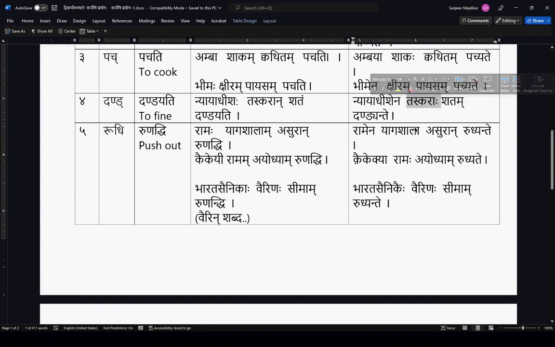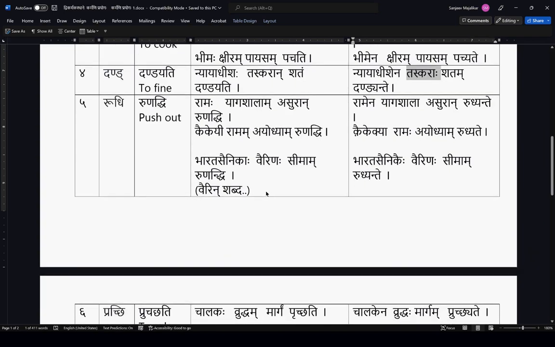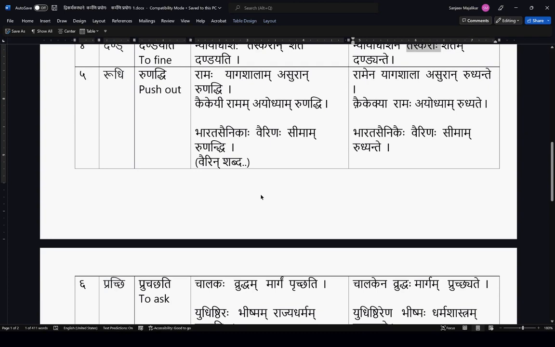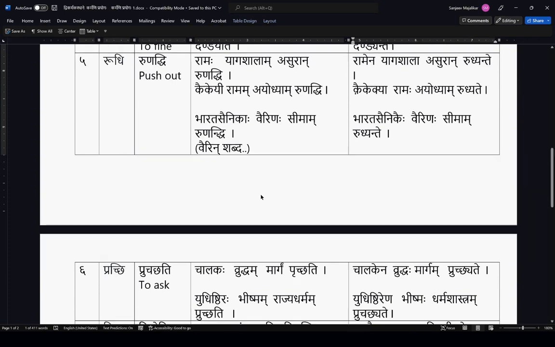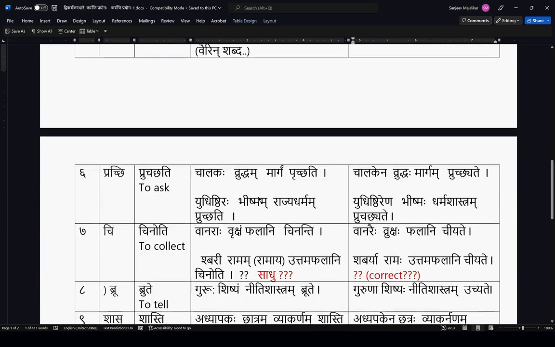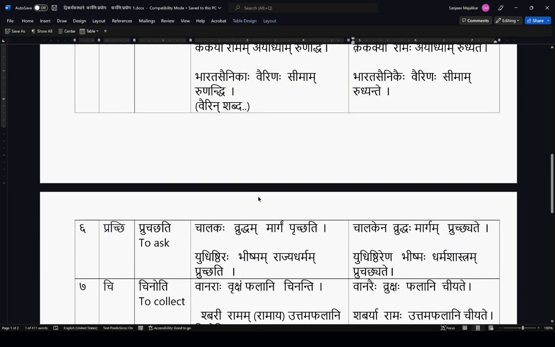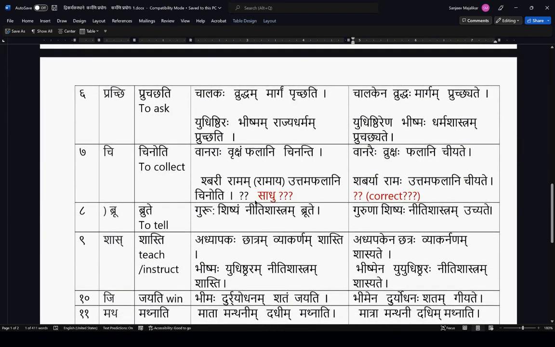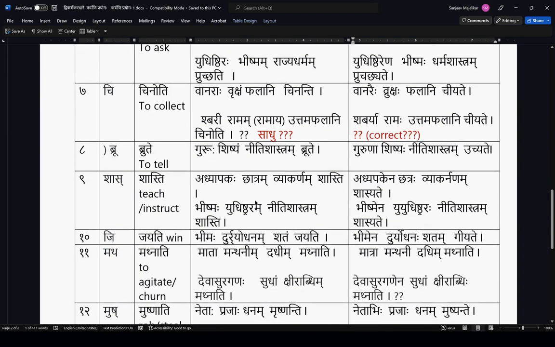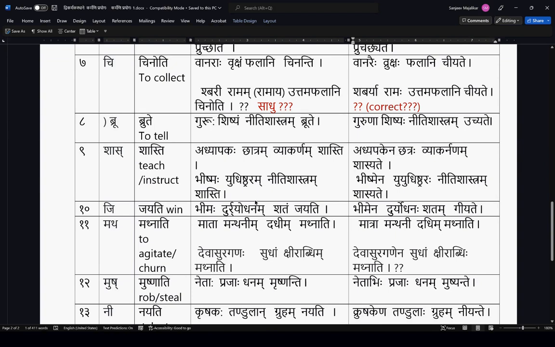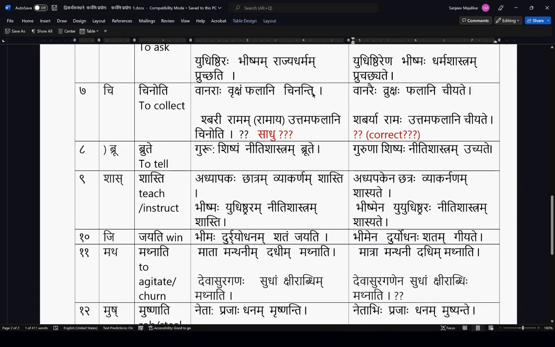This one is right now. The taskaraha, you see this bhavachana. न्यायाधीश तस्करान् शतं दण्डयति न्यायाधीशेन तस्कराः शतं दण्ड्यन्ते रामः यागशालाम् असुरान् रुणद्धि व्यर्थं रुणद्धि सुन्दरं सुन्दरं भारतसैनिकाः वैरिणः सीमां रुणन्ति वानराः वृक्षफलानि चिन्वन्ति चिनोति चिनुतः चिन्वन्ति शिबिरे रामम् उत्तमफलानि रामाय.